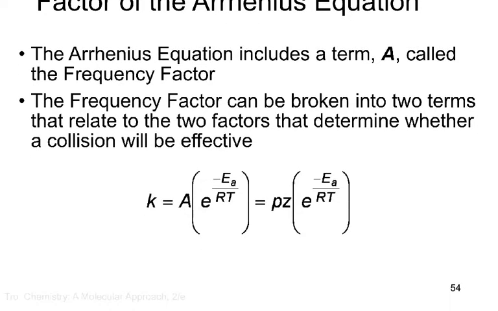The Arrhenius equation, which we talked about, has the term A, the frequency factor. You can break the frequency factor up into those two factors. Does it have enough energy? And is the orientation correct in order to determine if the collision is effective?